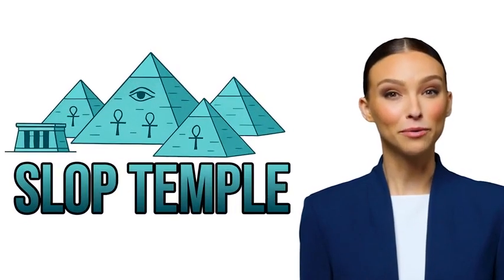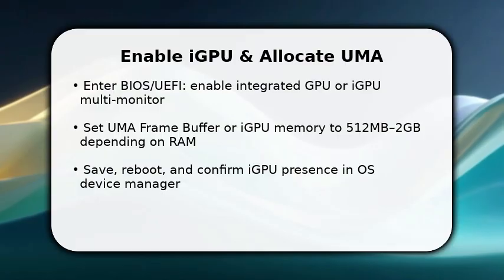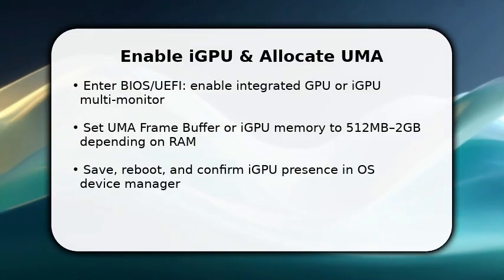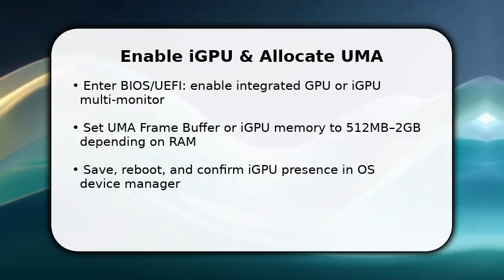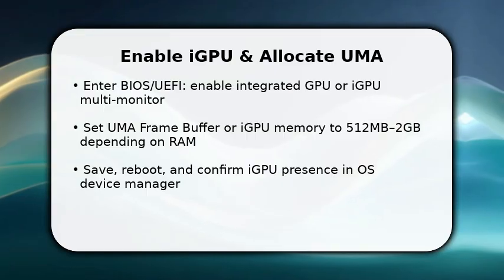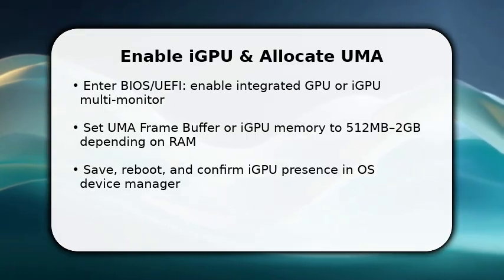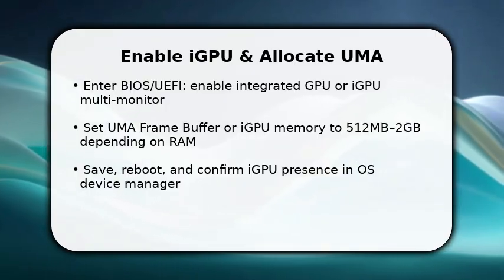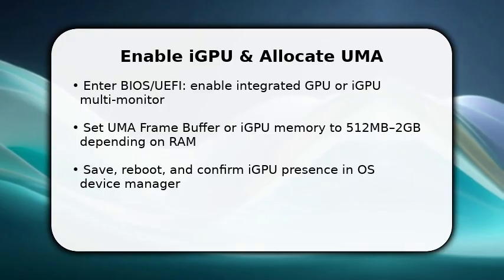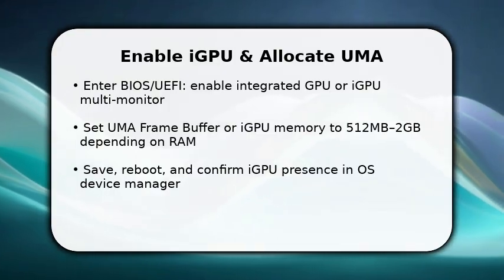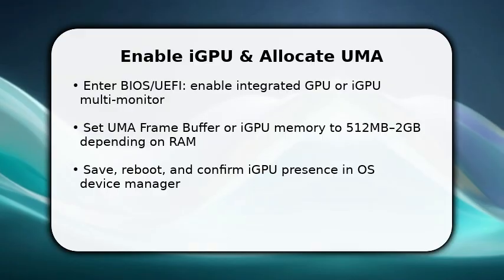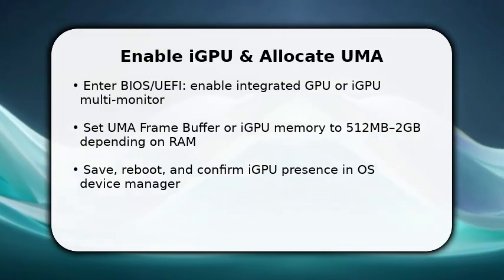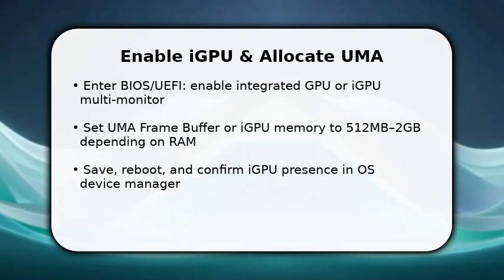We pray this video helps. You start by enabling the integrated GPU in BIOS and allocating UMA memory. This is the first actionable move. Once done, set the UMA frame buffer to a reasonable value like 512 MB or 12 GB based on total RAM so the GPU can borrow system memory. Make sure to save and reboot immediately, then check Device Manager to confirm the iGPU appears. This step gives the OS a pool of shared GPU memory to use. Without it, the OS won't expose shared allocation.